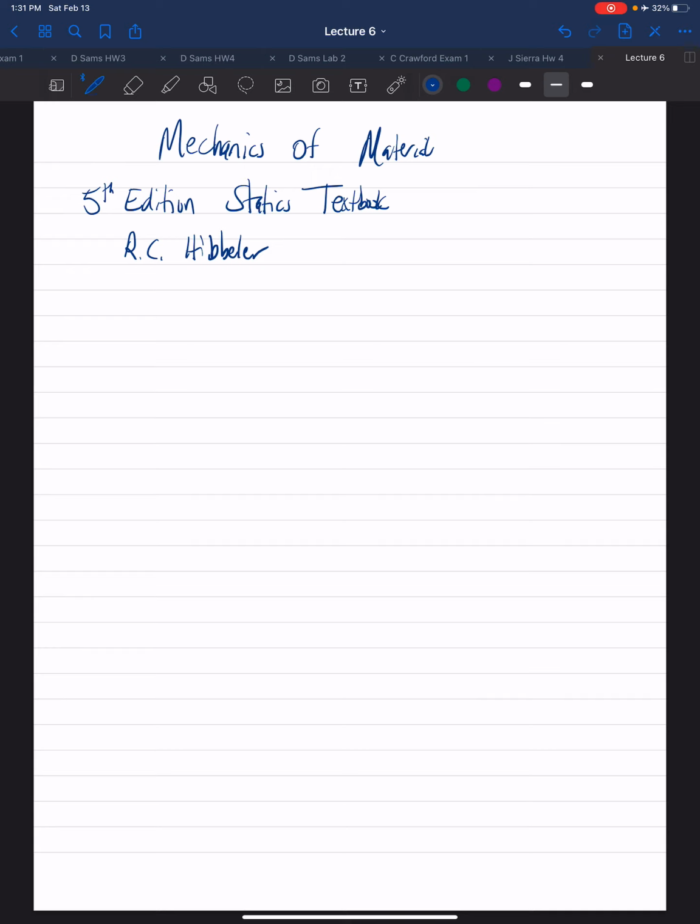So we're working our way, and we're in chapter 10 now. It's on page 452 of the text. And here we'll cover the topic of torsion.